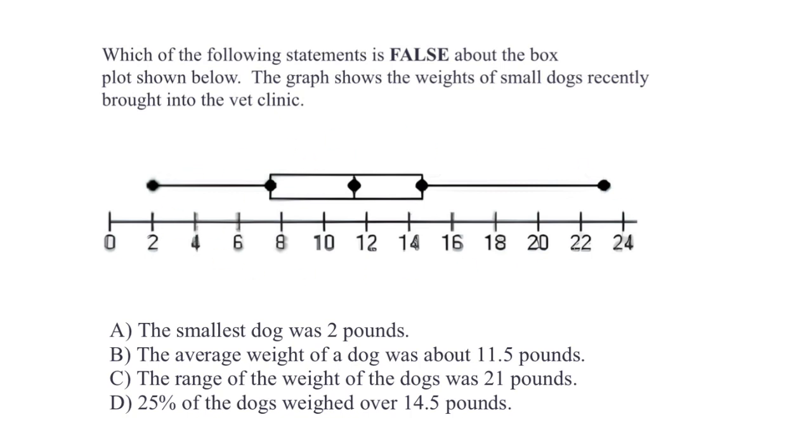Today we are going to talk about the box and whisker plot, which you see here, and you have to choose which of the following statements is false about the box plot shown below. The graph shows the weights of small dogs recently brought into the vet clinic. Let's start with statement D. 25% of the dogs weighed over 14.5 pounds.